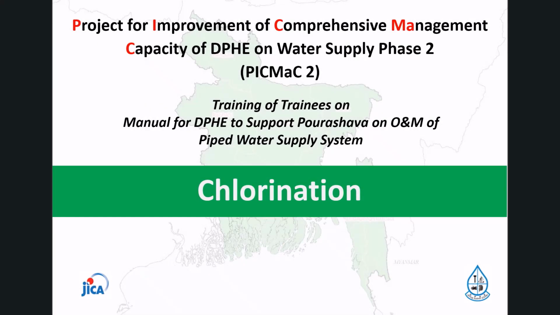This video explains Chapter 7 of chlorination from the Manual for DPHE to support POSHWAS on O&M of piped water supply system. This video was created based on the training material used in the training of trainers for the PICMAC DPHE Phase 2 project supported by JICA.